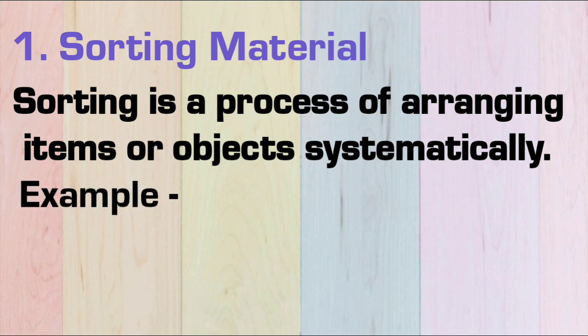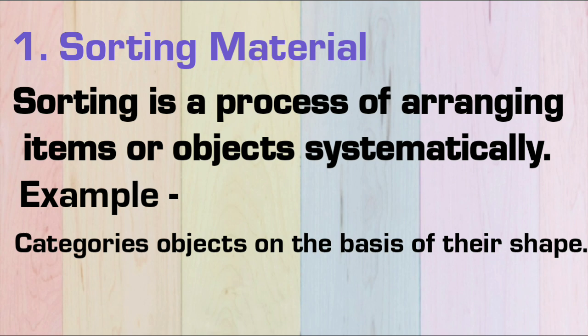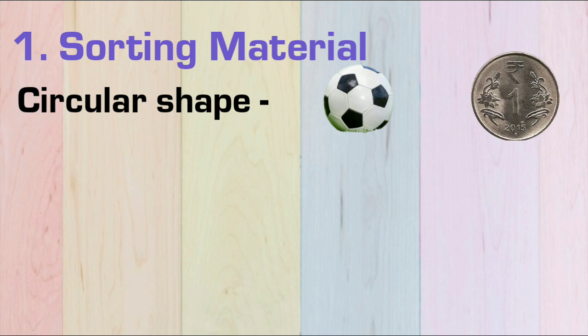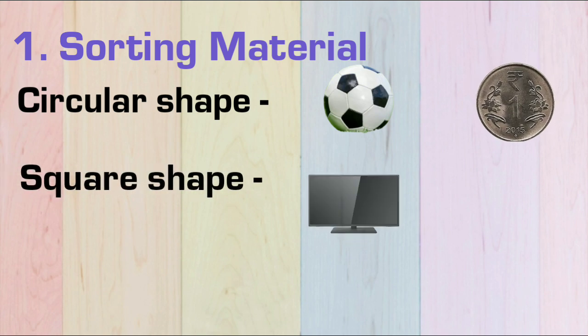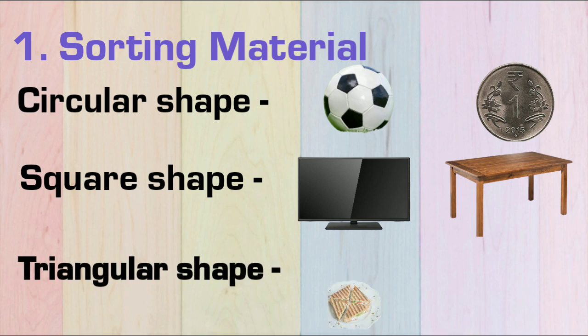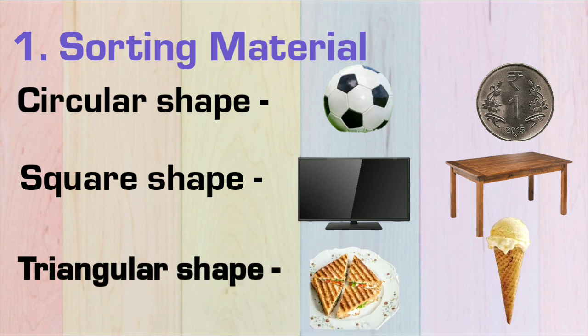For example, if I tell you to categorize objects on the basis of their shape, then you will answer that objects with circular shape can be football and coin, objects with square shape can be television and table, and objects with triangular shape can be sandwich and cone ice cream. Like this, we can categorize objects on the basis of their length, color, weight, height, etc. Now we are clear about sorting.